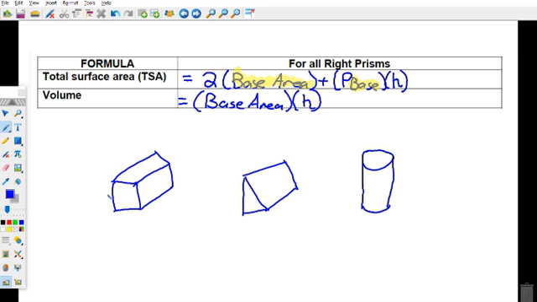length times breadth. What if, for whatever reason, it was almost like a rhomboid prism. What's my base shape there going to be? A rhombus. And what's the area for a rhombus? Something times something. It's my base times my perpendicular height. Okay, we're on the same track.